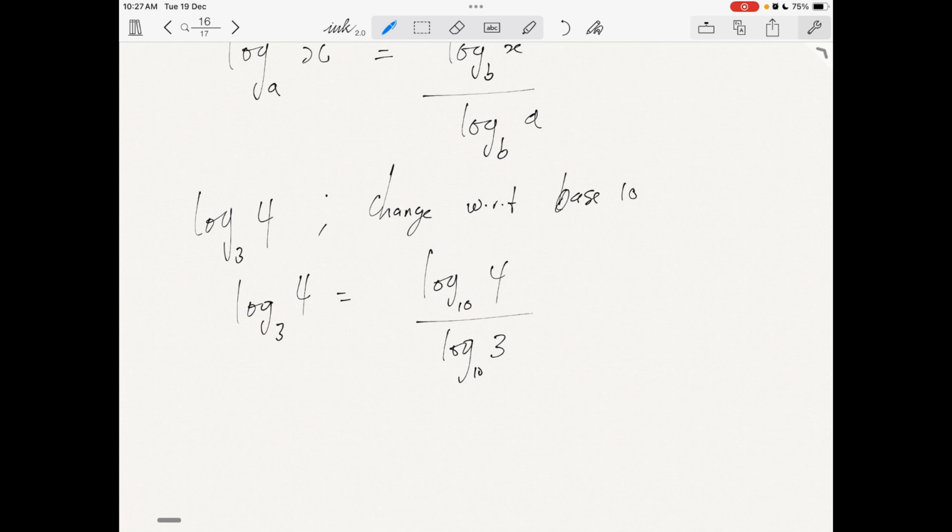Next, we can also have equations that have logarithm embedded in them. So that will be called logarithmic equations. We would come back to that in the next video.